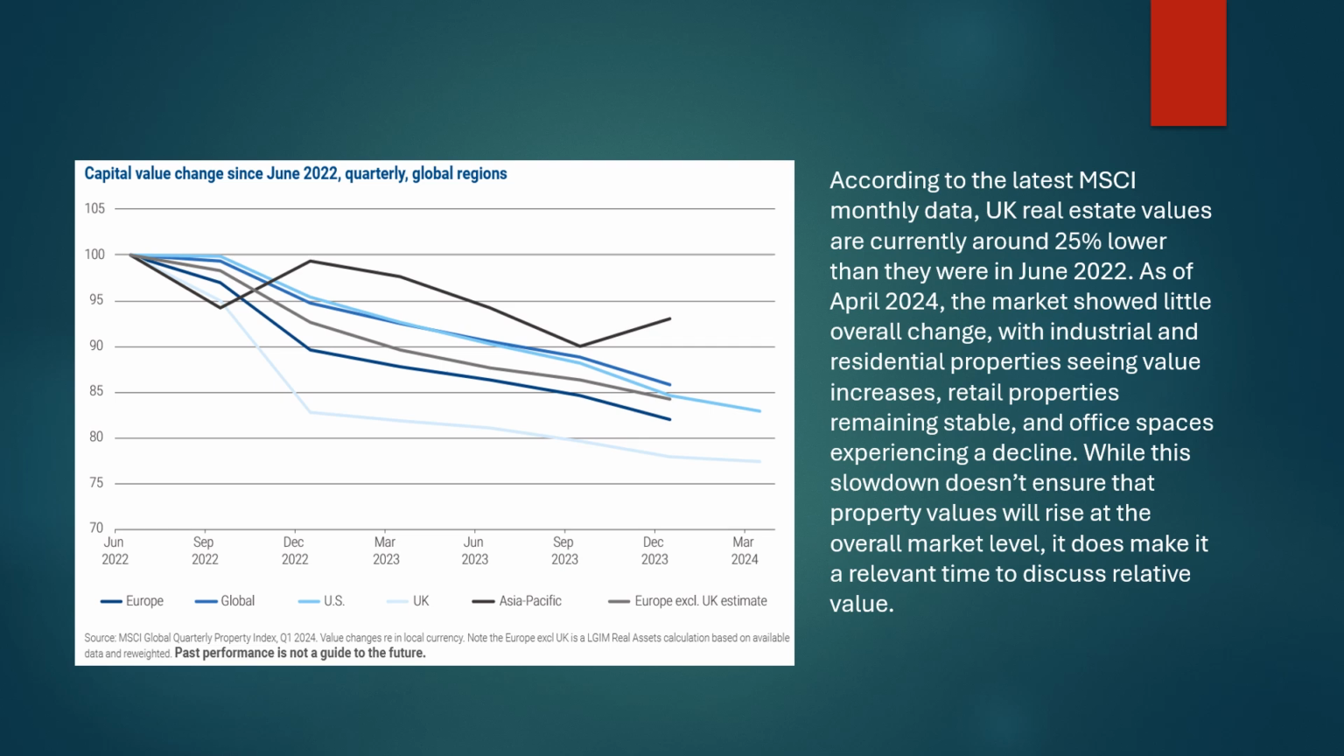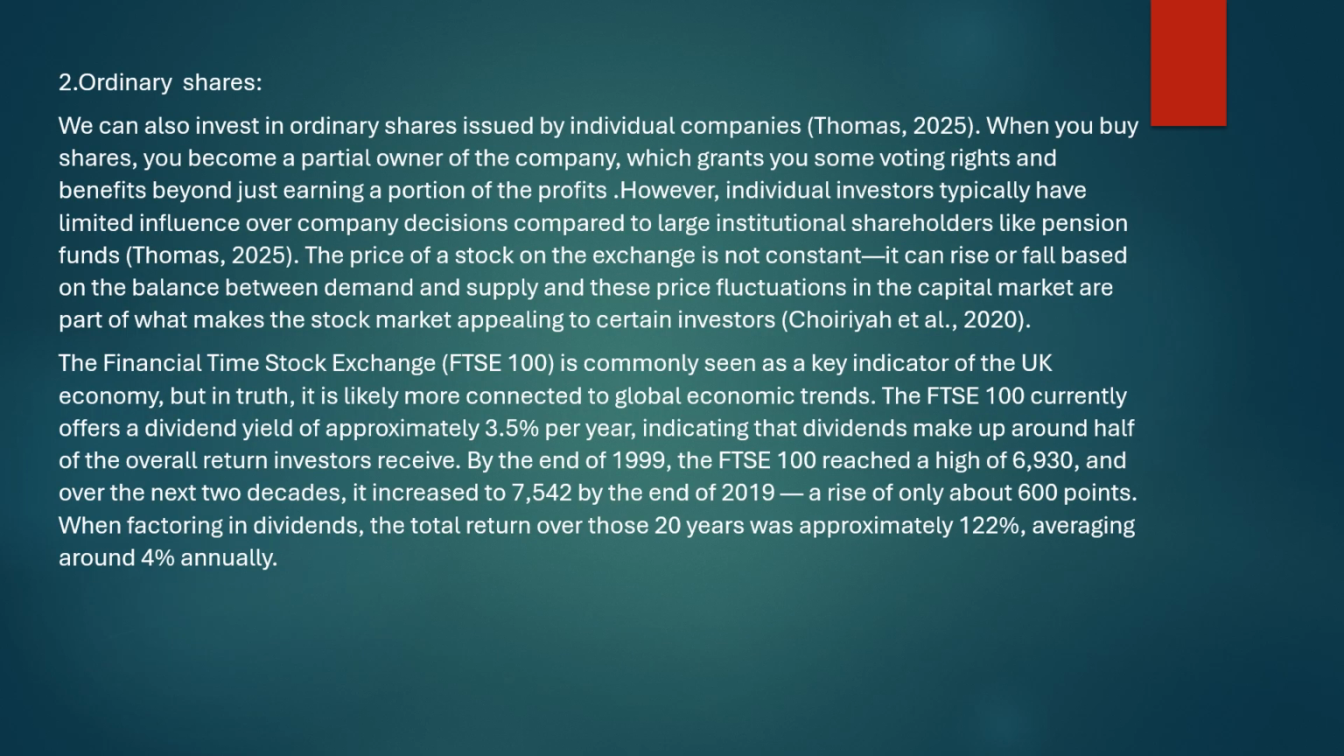As we can see in the table, according to the latest MSCI monthly data, UK real estate values are currently around 25% lower than they were in June 2022. As of April 2024, the market has industrial and residential properties seeing value increases, retail properties remaining stable, and office spaces experiencing a decline. While this slowdown doesn't ensure that property values will soar at the overall market level, it does make it a relevant time to discuss relative value.